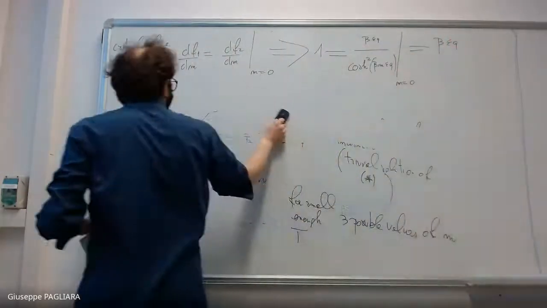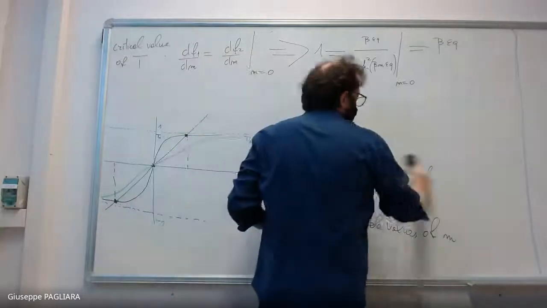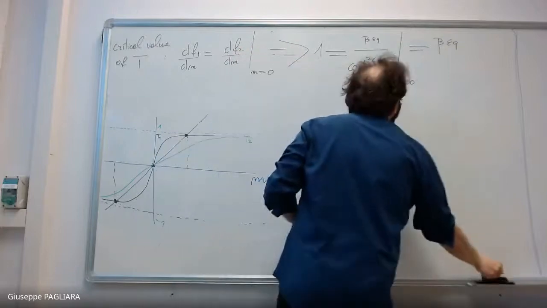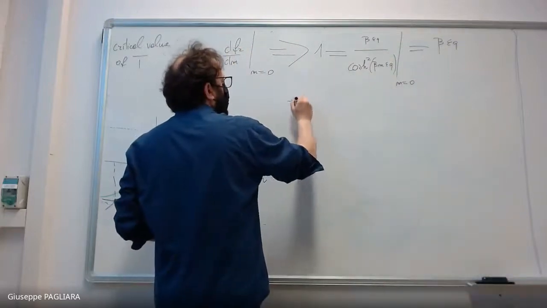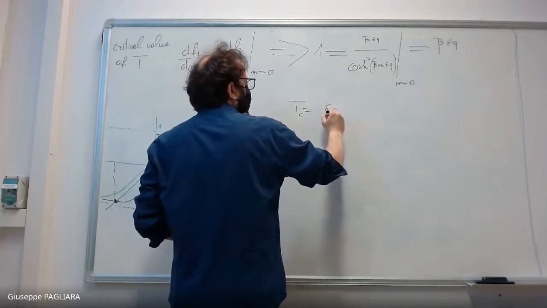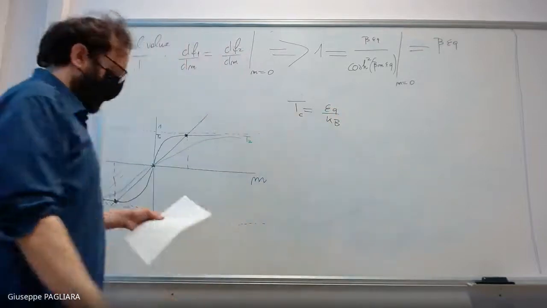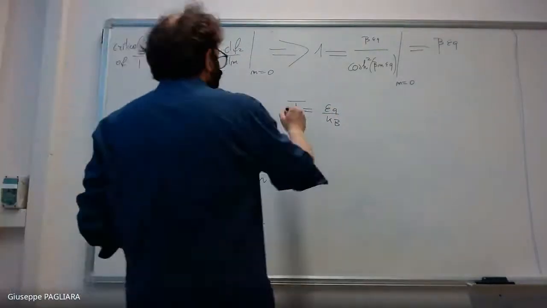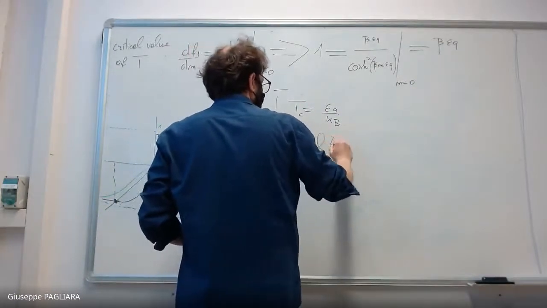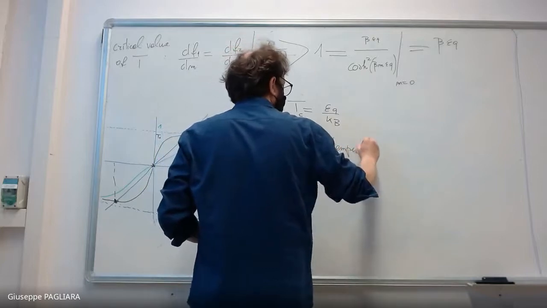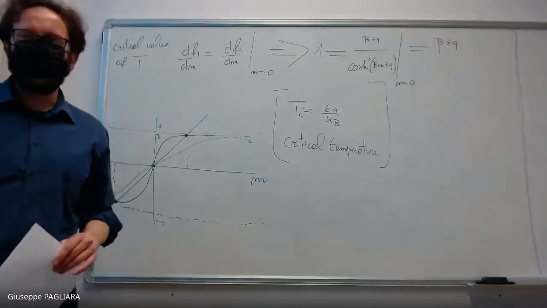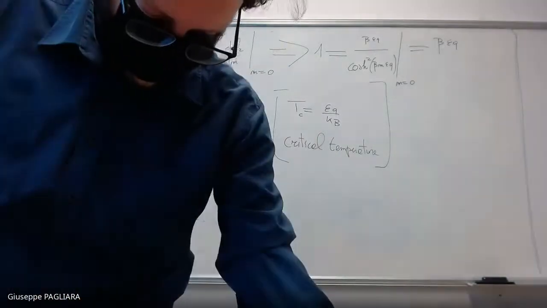Finally, I get the critical value of the temperature, the critical temperature, which is now T critical is equal to epsilon q divided by Kb. Okay. And so this is the critical temperature, which, differently from the case of one dimension, now has a finite value.